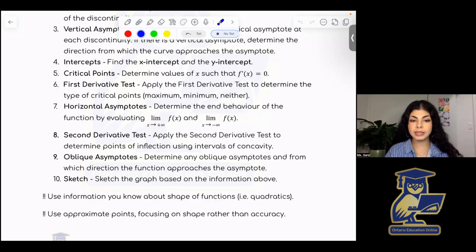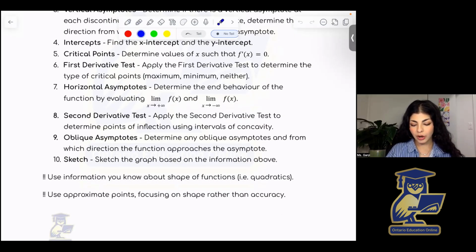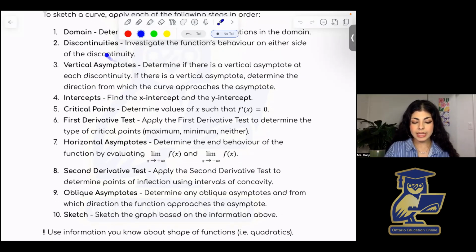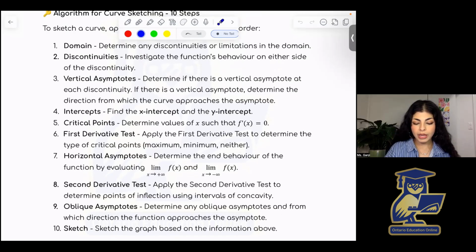And remember, oblique asymptotes happen when the degree of the numerator is exactly 1 more than the degree of the denominator. And finally, we are going to be sketching our graph. So a few things here. As you are doing these steps, for example, if you find a vertical asymptote and then you find the intercepts, you're going to be plotting those right away.